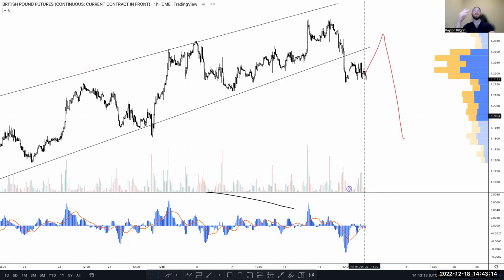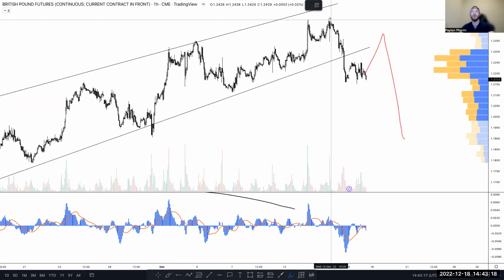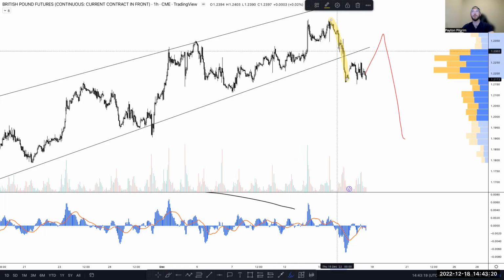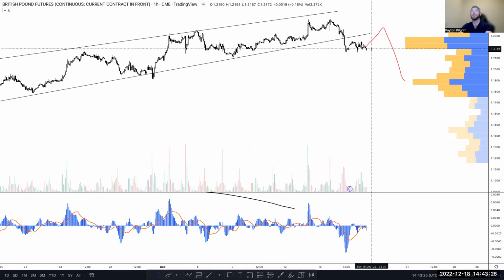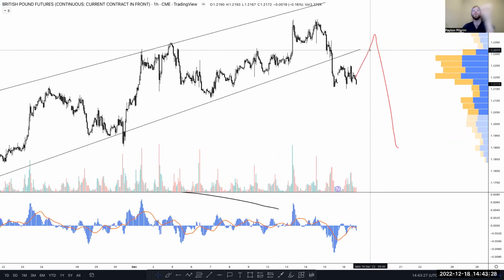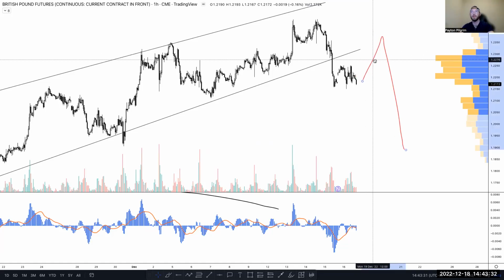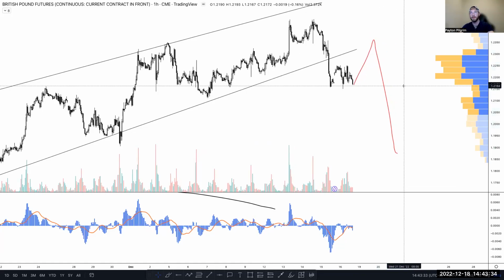Unlike that, though, on the pound, we have seen the shift already. You can see with this move, it has shifted structure big time. It has fallen out of the rising wedge that it's in. So it's already starting to show signs. It's more weaker than the dollar is stronger. So I'm thinking the pound has opportunities this week to continue to the downside.